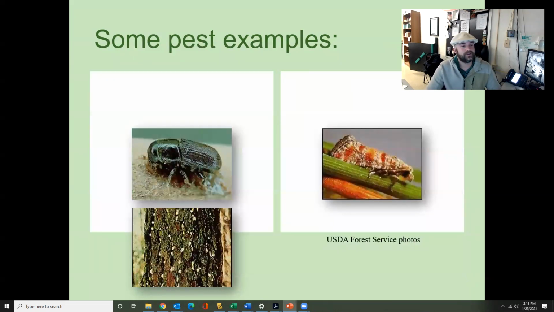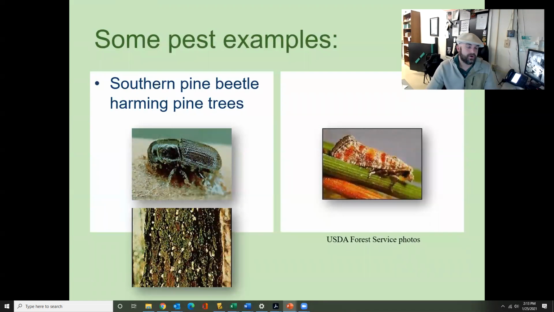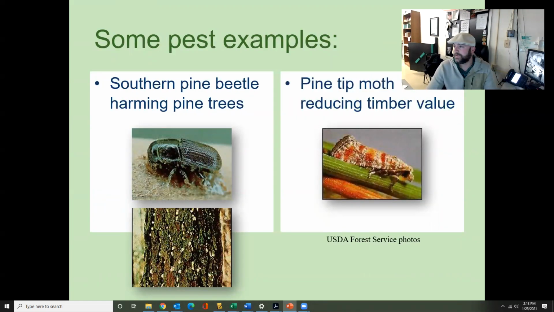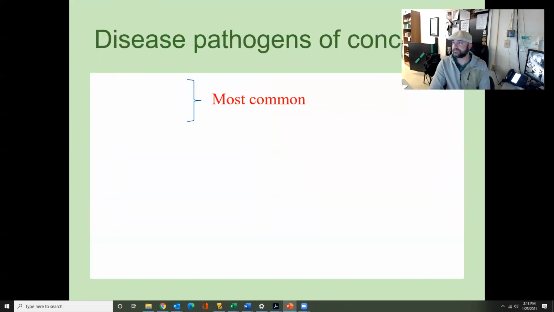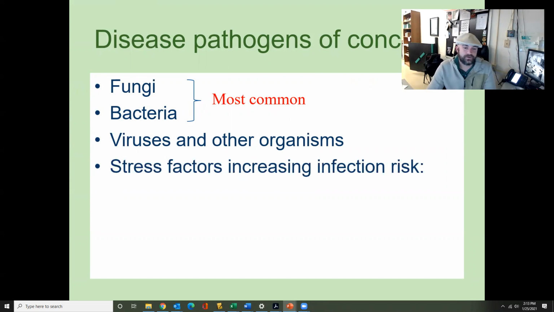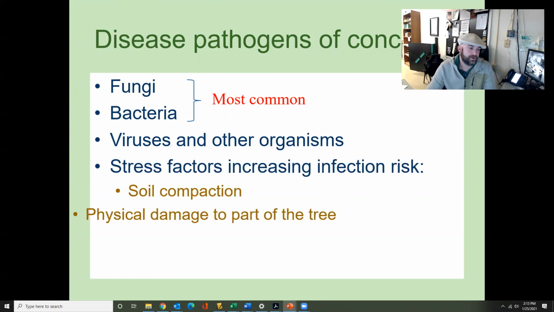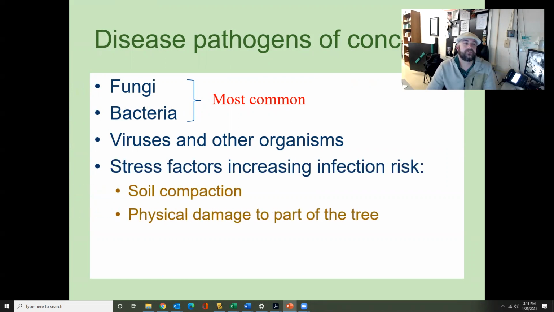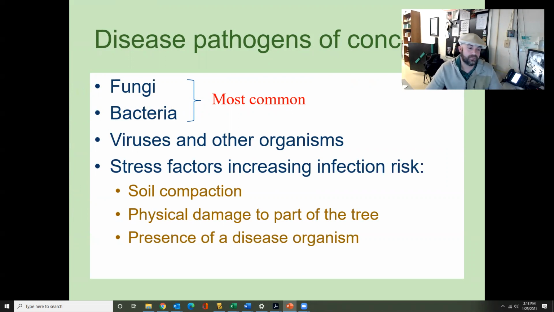So some other examples: southern pine beetle harming pine trees, and pine tip moth reducing timber value. So disease pathogens of concern: you have fungi and bacteria, which are the most common, virus and other organisms. Stress factors will increase infection risk through soil compaction, physical damage to part of the tree, and presence of a disease organism.